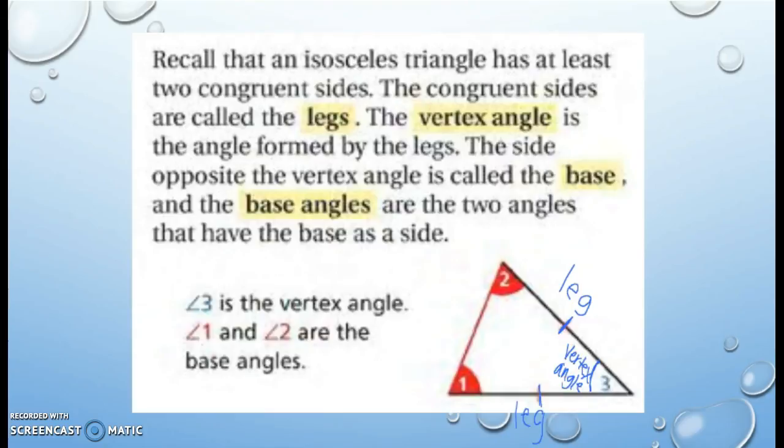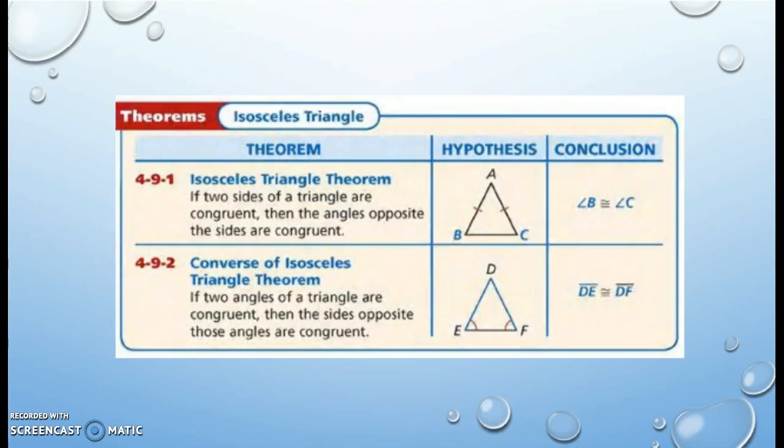And the side opposite the vertex angle is what we call the base. So this side down here would be called the base. And the base angles are the two angles that have the base as a common side. So we say angle 3 is the vertex angle, angle 1 and angle 2 are what we call the base angles. So let's talk about our first two theorems involving isosceles triangles.